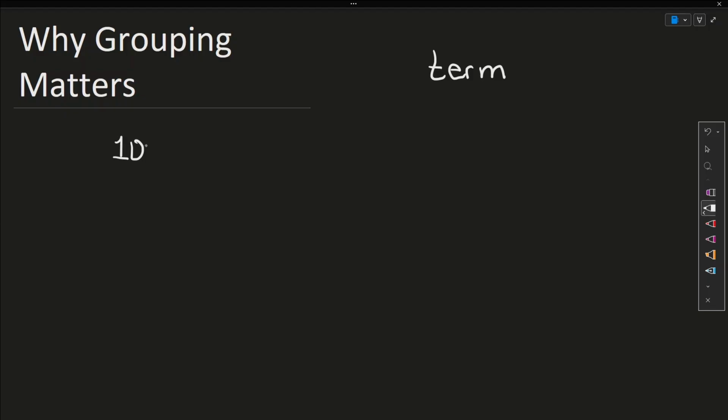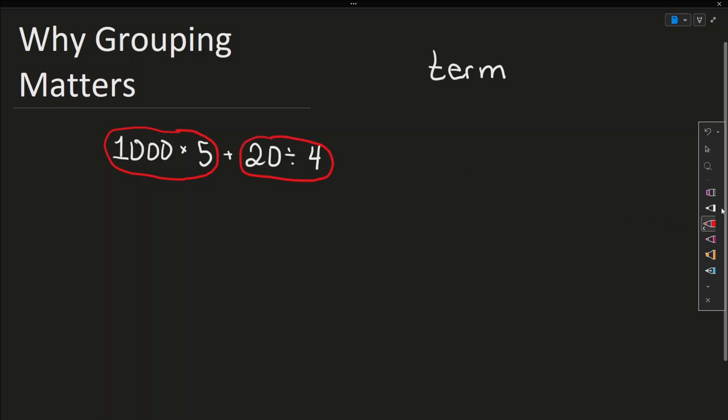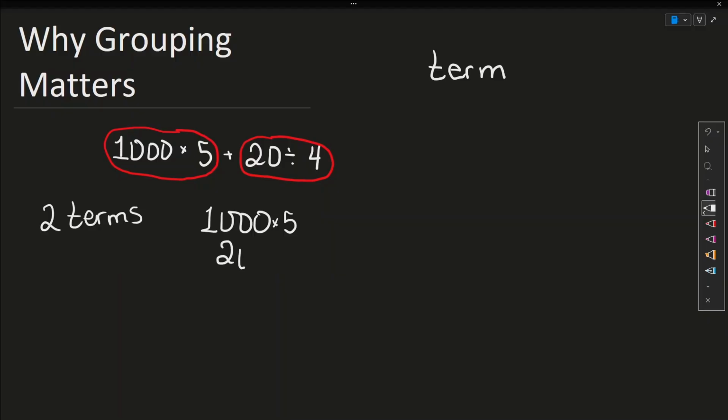For example, let's consider the expression 1,000 times 5 plus 20 divided by 4. At the main level, this expression consists of two pieces being added, 1,000 times 5 and 20 divided by 4. So we say this expression has two terms. The first term is 1,000 times 5, and the second term is 20 divided by 4.